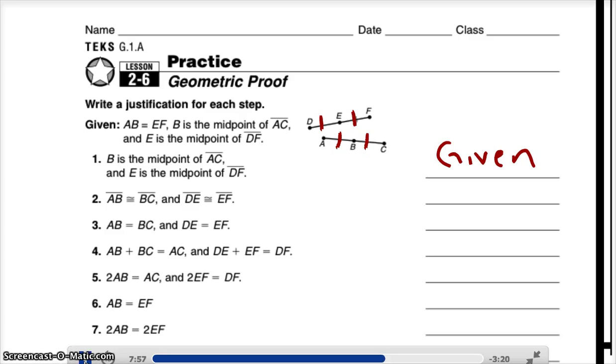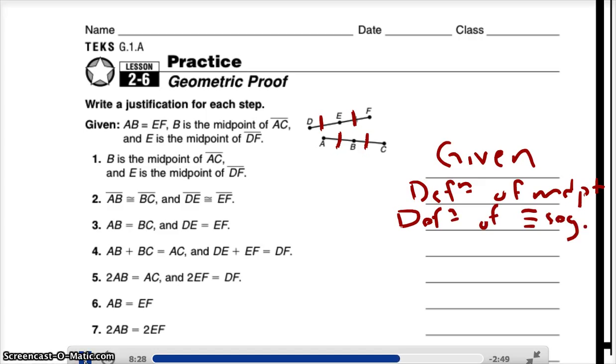AB is congruent to BC and DE is congruent to EF. That's the definition of midpoint. And I suggest you pause me and try to think of it before I tell you what it is, so you can see. Alright, so notice the only difference between 2 and 3 is that you have congruent and equal. So the answer to this one is definition of congruent segments.